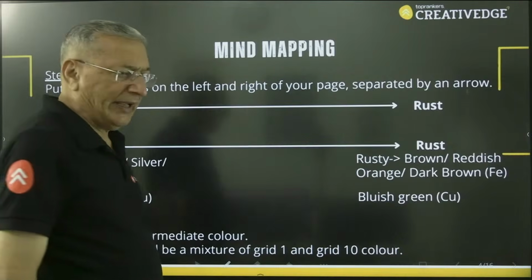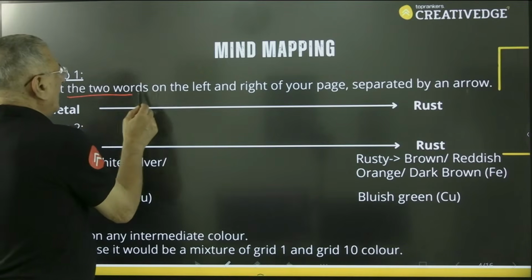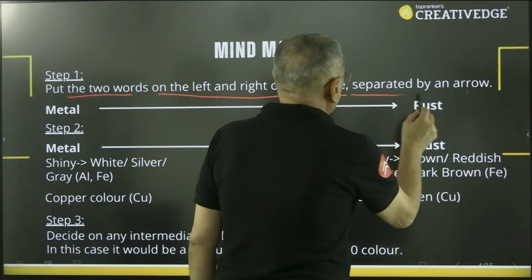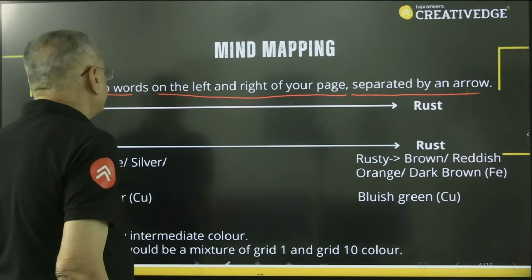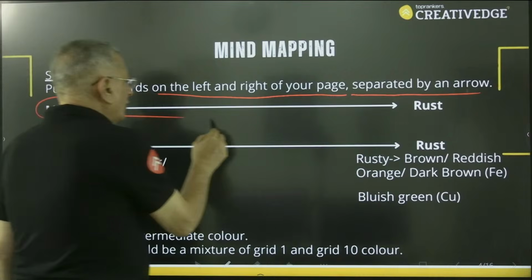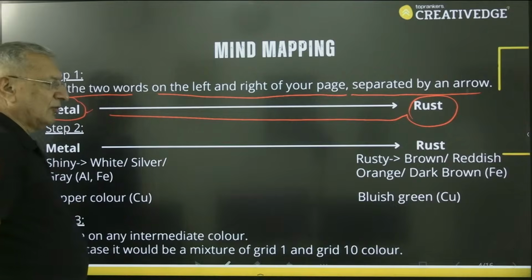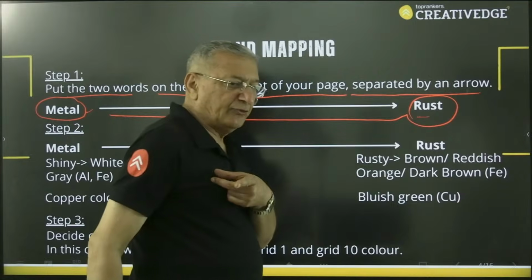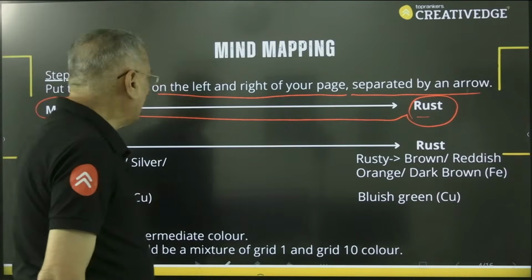How do you do the mind mapping? Put two words on the left and right of your page, separated by an arrow. Now, for a question like any metal to its rust, write down the first word as metal. On the right side, you write down rust. Now, this is the rough work that you would actually write on your answer sheet.